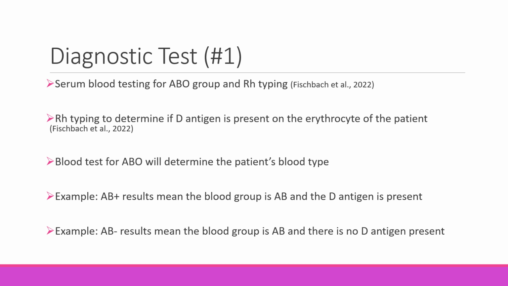One diagnostic test is serum blood testing for ABO group and Rh typing. Rh typing is used to determine if the D antigen is present on the erythrocyte of the patient. Blood tests for ABO will determine the patient's blood type. An example is that AB positive results mean that the blood group is AB and the D antigen is present. Another example is AB negative results, which means that the blood group is AB and there is no D antigen present.